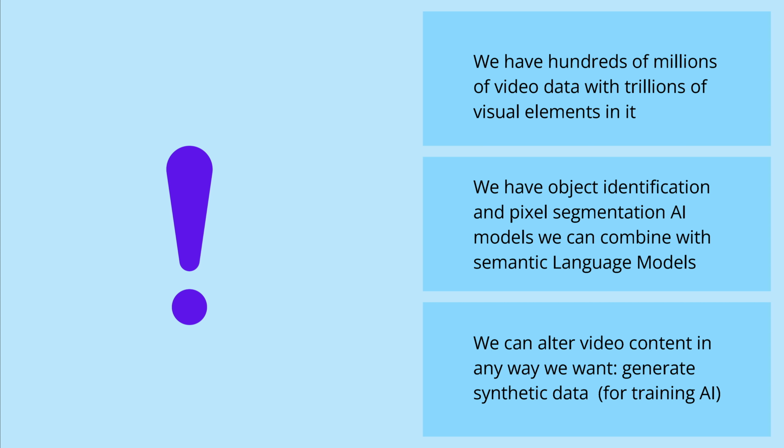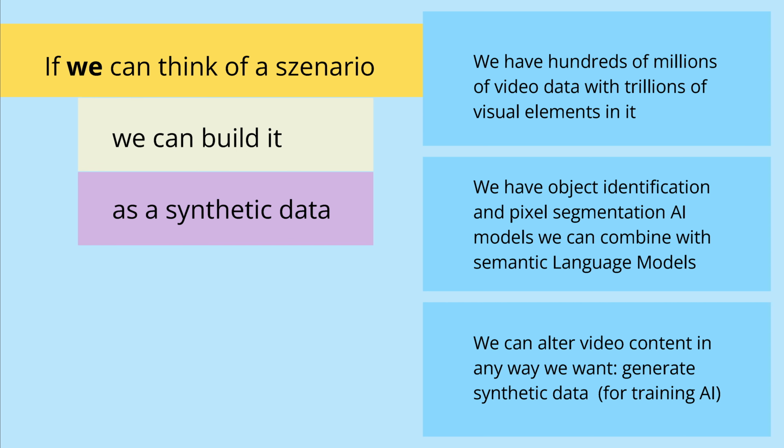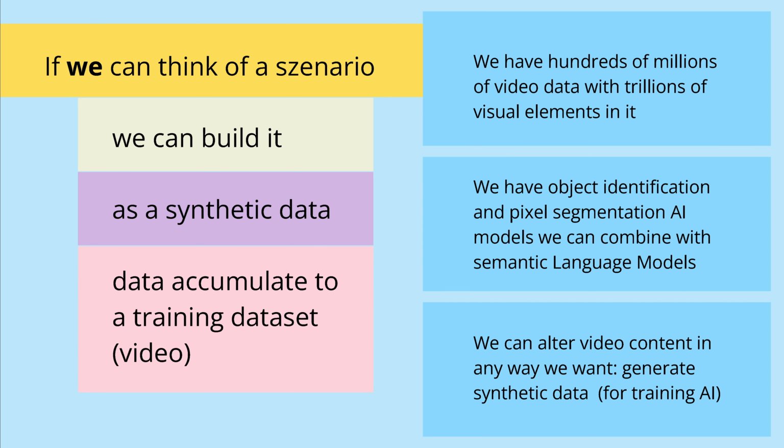And we don't have to go to Facebook or WhatsApp or any other platform where they just have the same old stories. So, new paradigm. If we can think of a scenario, absolutely brand new, unseen data, go crazy with your imagination, we can build it as synthetic data. And the more synthetic data we generate, those data we can accumulate to a training data set for, let's say, a video sequence.